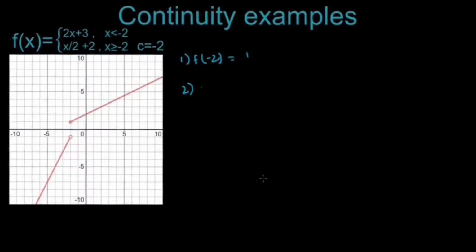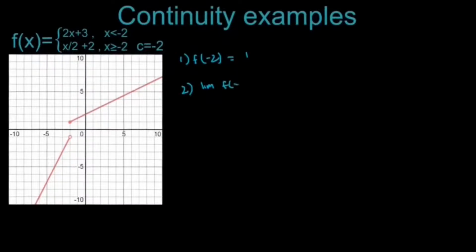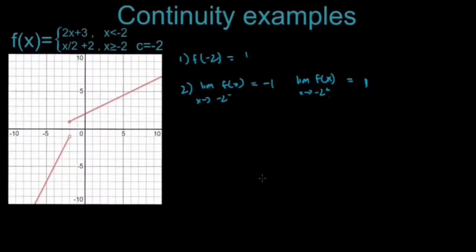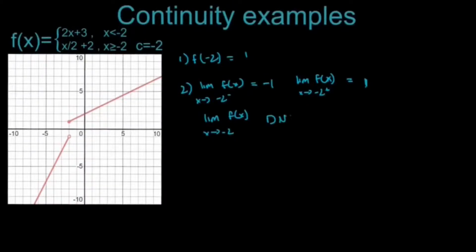Let's start with the limit of f of x as x approaches negative 2 from the left. If we plug this back into the function, or look at it graphically, we find that the limit from the left is equal to negative 1. We do the same thing from the right: the limit of f of x as x approaches negative 2 from the right. Again, plug it back into the function, or look at it graphically, and you will find that the limit from the right is equal to positive 1. Seeing that the limits from either side are not equal, we can state that the limit of f of x as x approaches negative 2 does not exist.